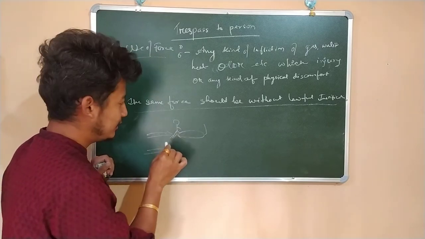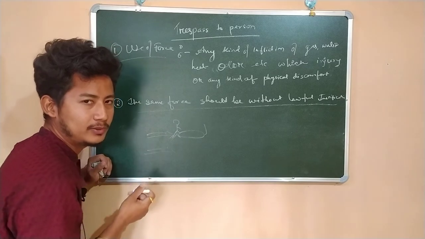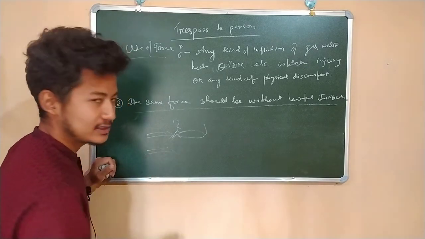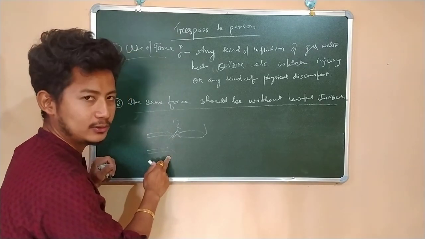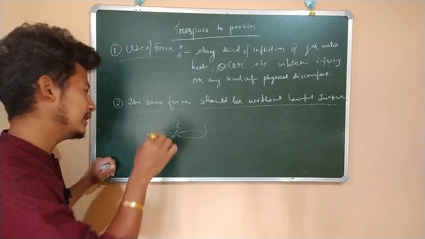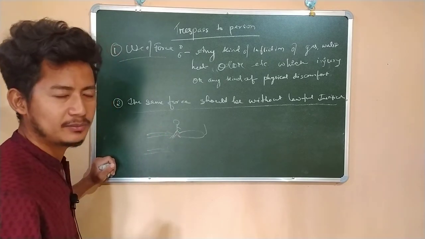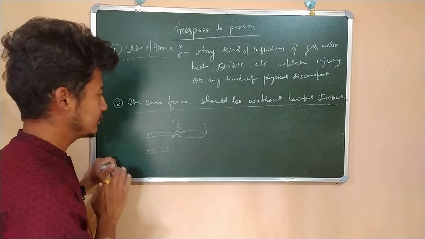Whatever the things he was carrying fell upon me. So that was purely an accident. He did not do it intentionally, okay? So that is an accident. In that case, I cannot sue that waiter that he has committed a battery against me, okay? So very simple.